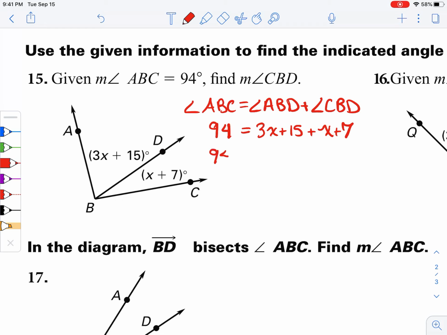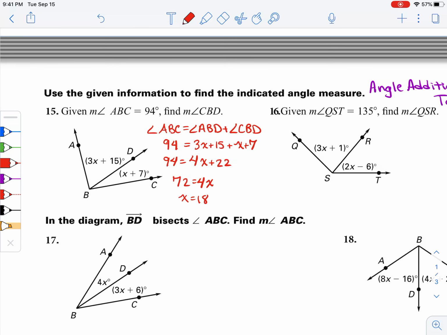So when I fill this in, I'm just going to combine my like terms before I rearrange here. So it's 4x plus 22. Subtract 22 from both sides. So I get that 72 equals 4x. Divide by 4 on both sides, so I get that x equals 18. Remember, it didn't just ask me for x, it asked me for CBD, which is this angle here. So I need to plug 18 in there, so I can say that the measure of angle CBD is equal to 18 plus 7, which is 25 degrees.